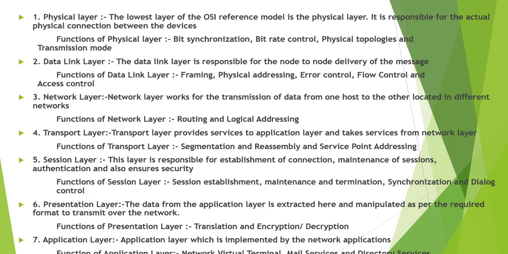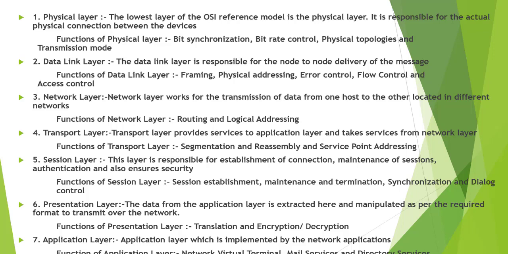Some functions are done in the physical layer. First, bit synchronization. The physical layer provides the synchronization of the bits by providing a clock. This clock controls both sender and receiver, providing synchronization at the bit level. Second, bit rate control. The physical layer also defines the transmission rate.